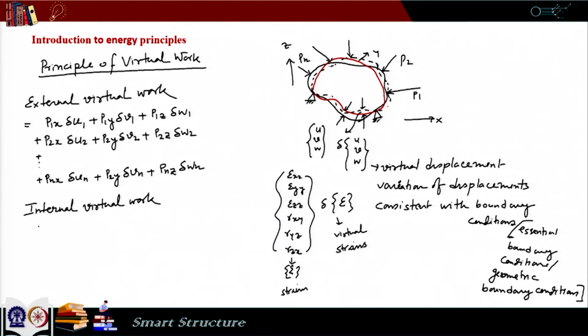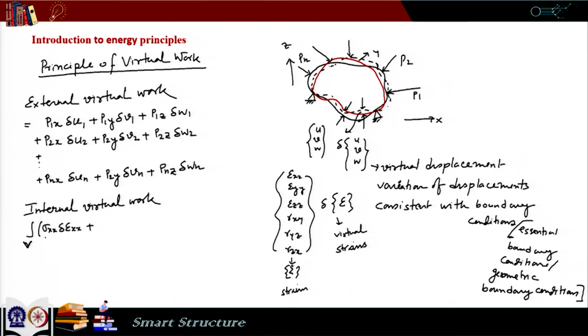So, the internal virtual work done is, if I now take stress and strain, and they are all point functions. So, I have to define them at a point and then we have to integrate over the whole body. So, integrate over the whole volume V, here V is our volume, integral of this quantity.